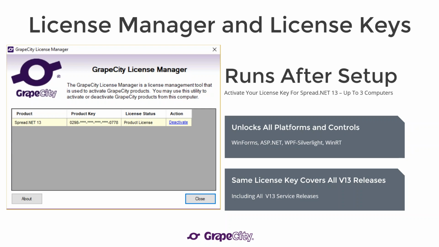Your license key is tied to the major version release, version 13, and will continue to work across all service releases for that major version. Your license key, when activated, is tied to the particular computer on which it was activated. You may activate up to 3 machines this way. You can also use the License Manager tool to deactivate a license on one computer and activate that license key on a different computer.